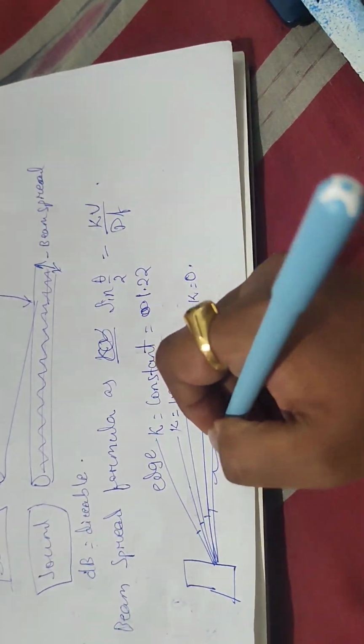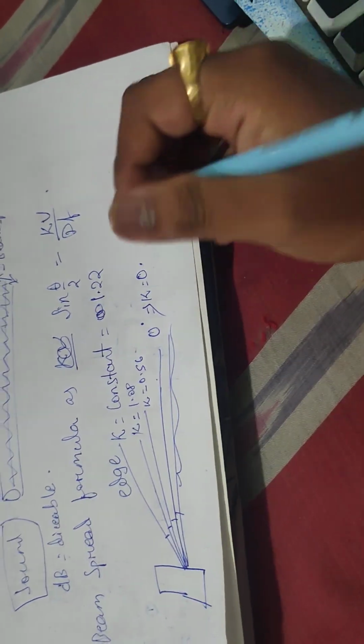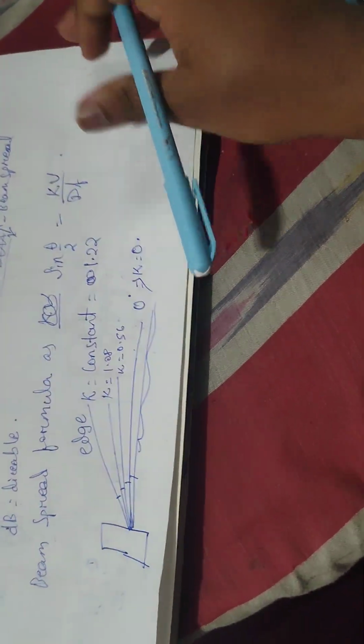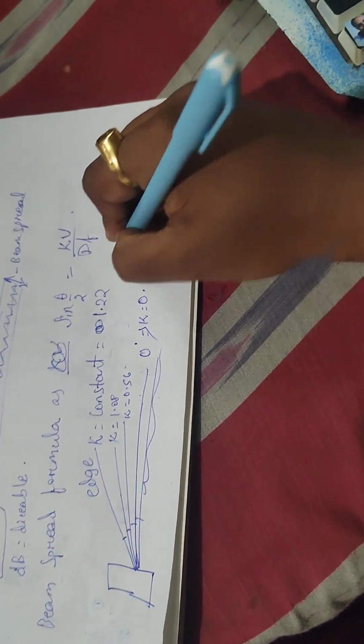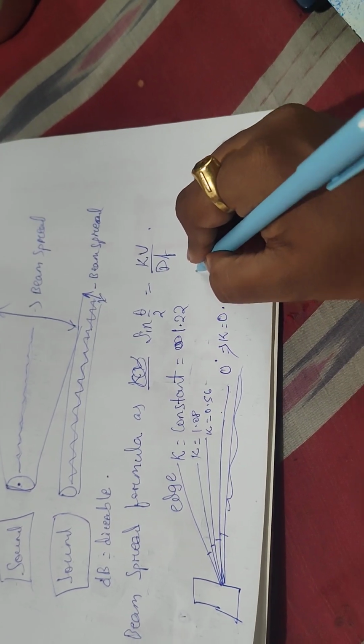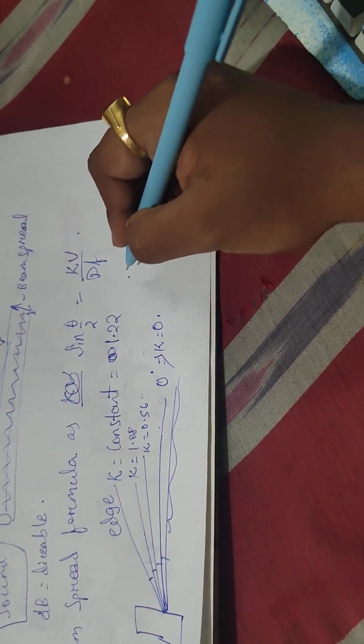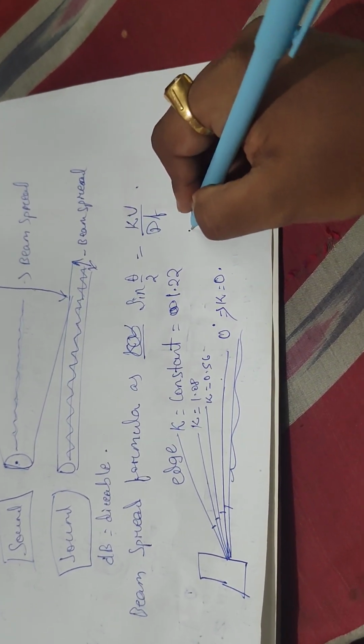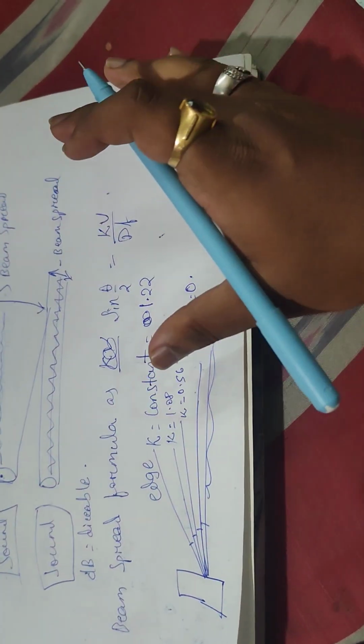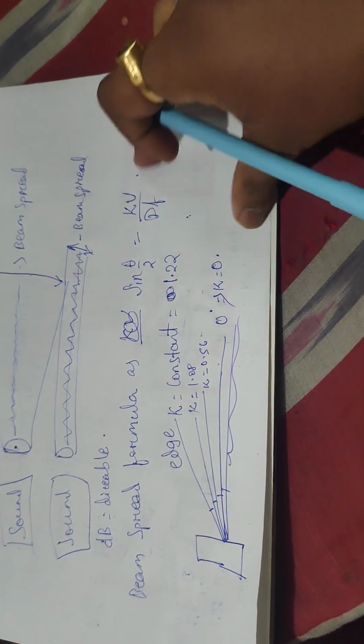We concluded that if the diameter is bigger, then the beam spread will be smaller. If the frequency is smaller, then the beam spread will be big.